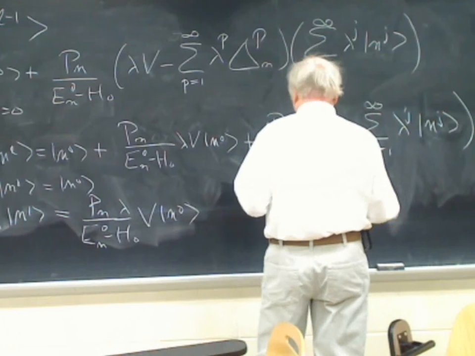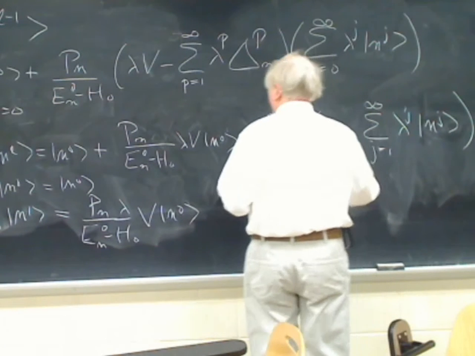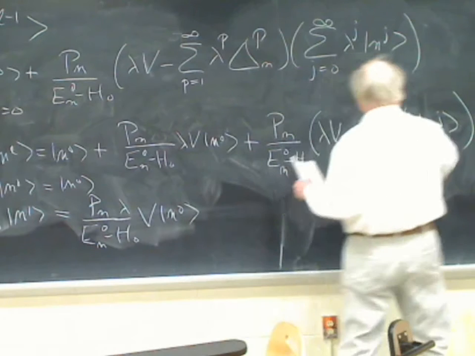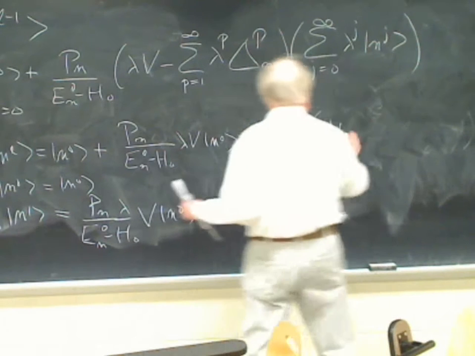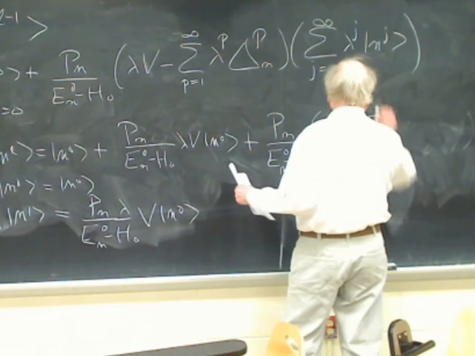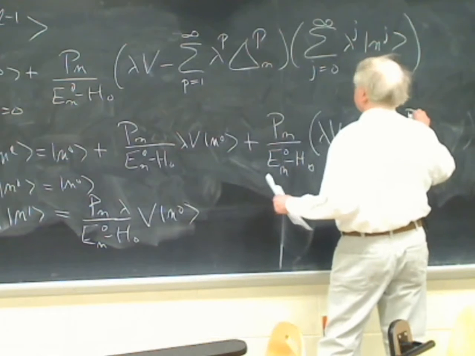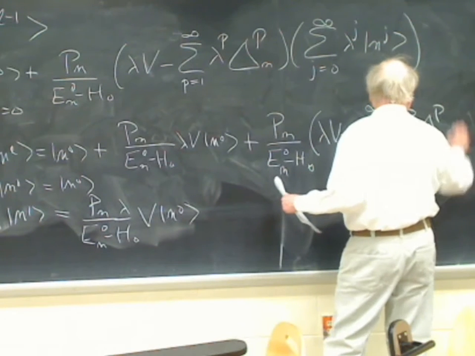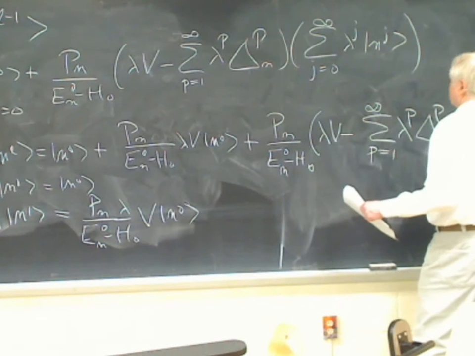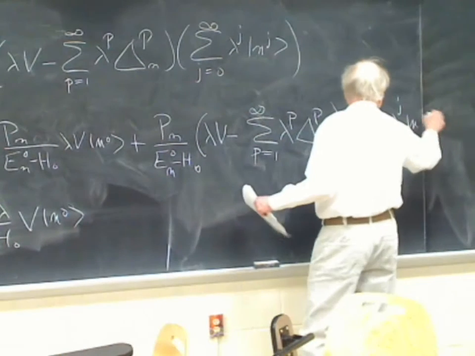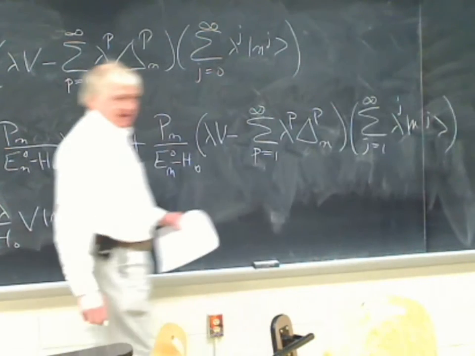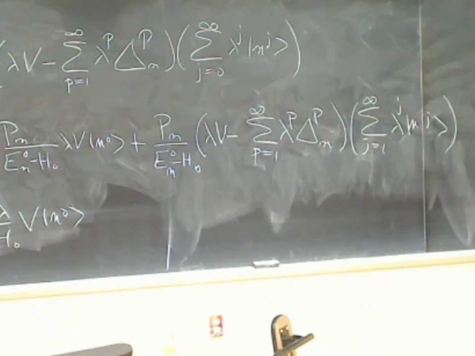yes. The reason why you guys should have called me on this. I did not write this correctly. I skipped a term here. It's lambda V minus this sum P equals 1 to infinity lambda to the P delta P n times sum now J equals 1 to infinity. Guys, you're not paying any more attention than I am, so the six of us have to shape up here.